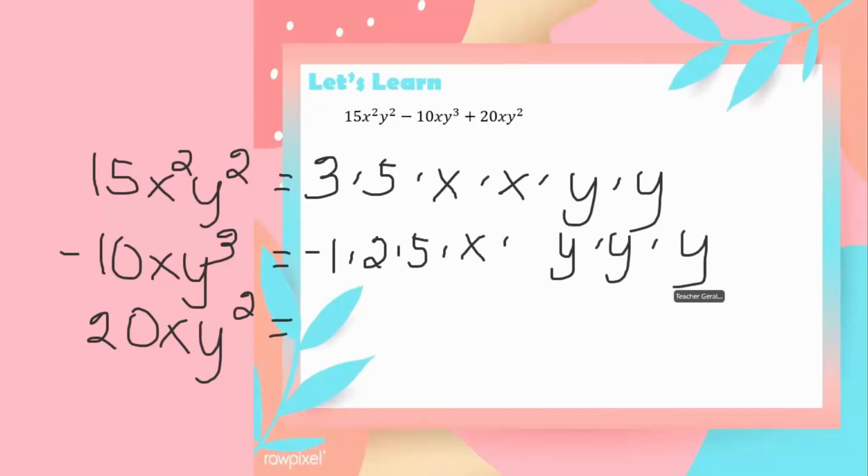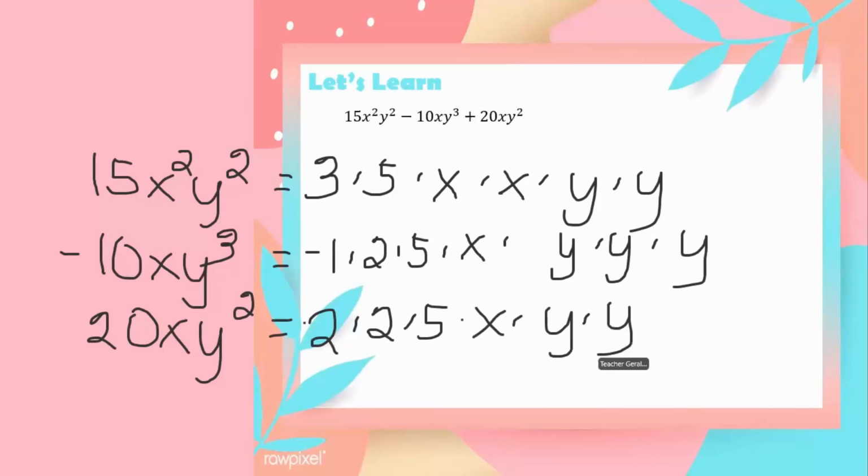Okay, next. Paano naman itong 20? So we have 2 times 2 times 5. Kasi 4 times 5. Yung 4, kailangan mo pang ikuhanin yung factor kasi kailangan prime siya. Kaya 2 times 2 times 5 times x times y times y.